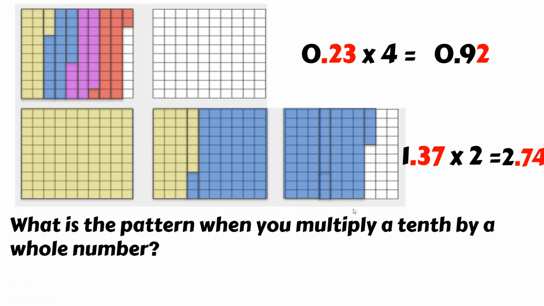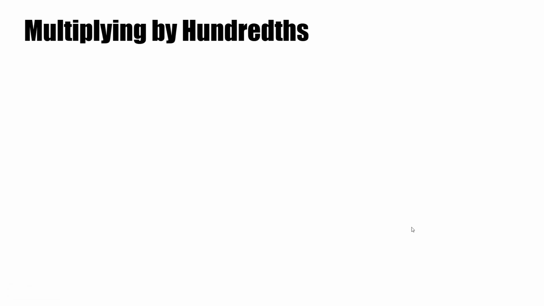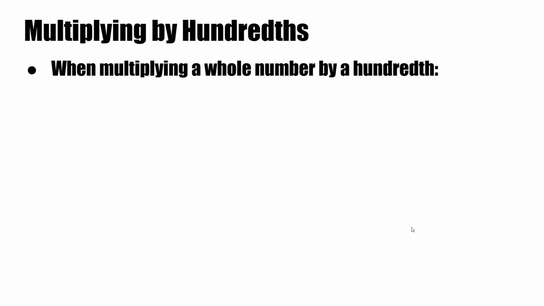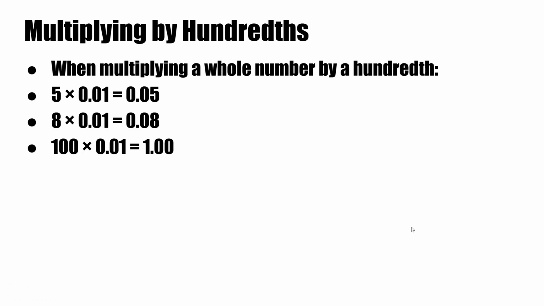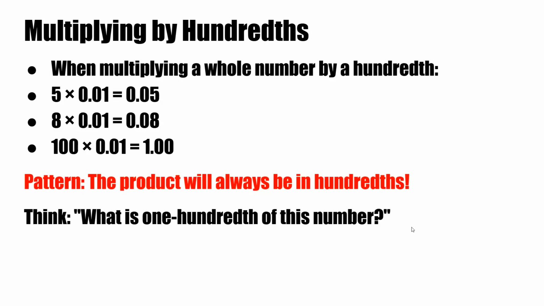Now if you notice, 100 times a hundredth is going to give us a hundredth. So what is the pattern when you multiply a hundredth by a whole number? The product is going to be in the hundredths place. This is called multiplying by hundredths. When multiplying a whole number by a hundredth, as you can see, we have our product in the hundredths place. The product will always be in the hundredths place.